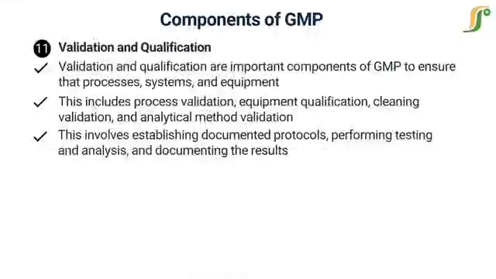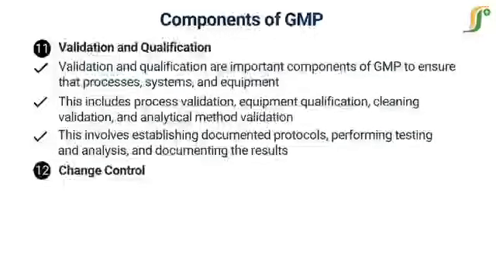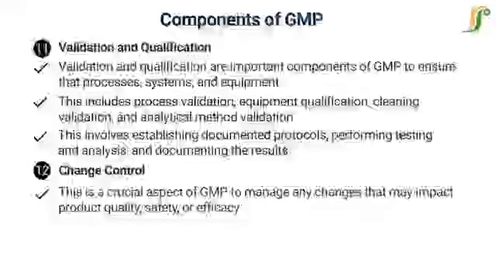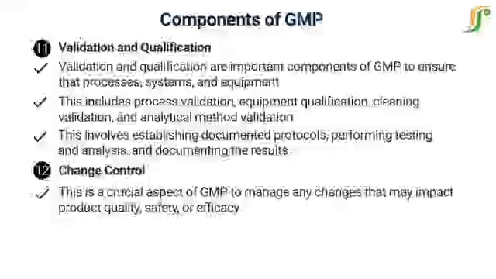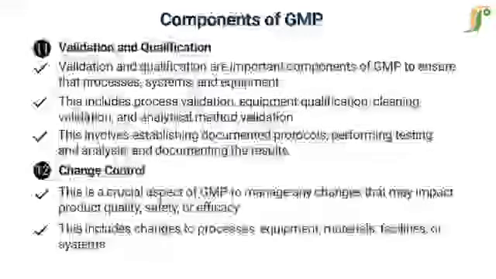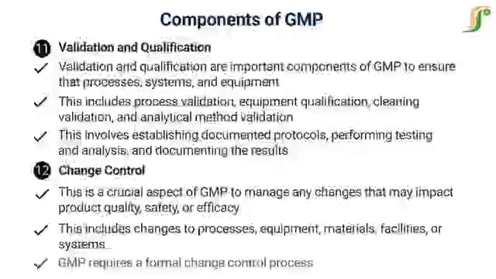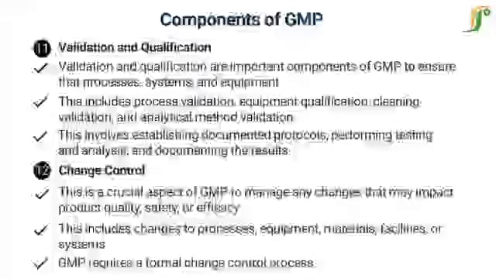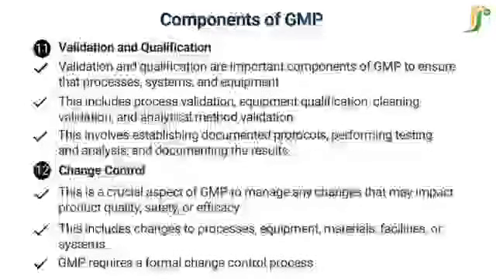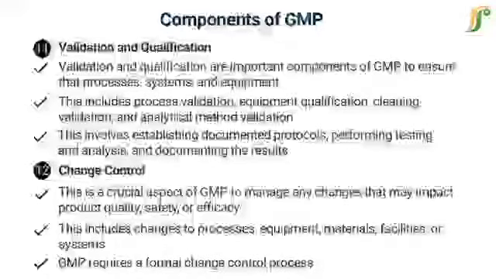The 12th component is change control. Change control is a crucial aspect of GMP to manage any changes that may impact product quality, safety, or efficacy. This includes changes to processes, equipment, materials, facilities, or systems. GMP requires a formal change control process that involves assessing the impact of the proposed change, documenting the change, obtaining appropriate approvals, implementing the change, and evaluating its effectiveness.